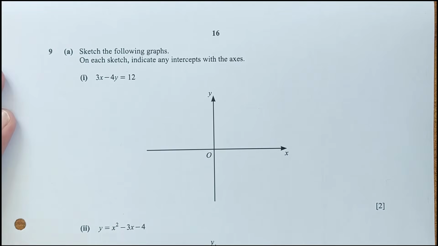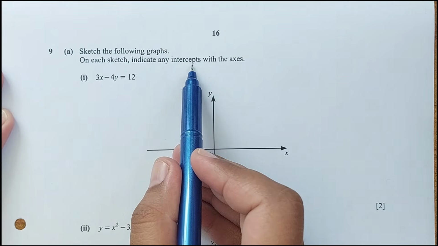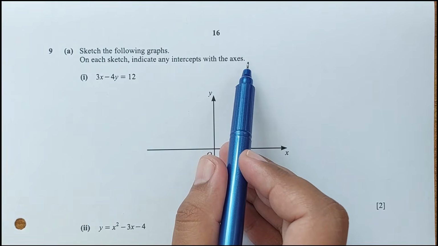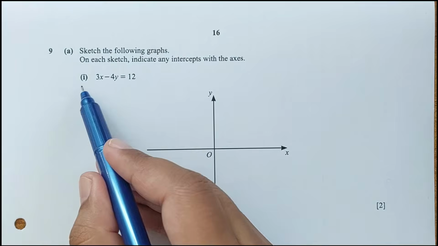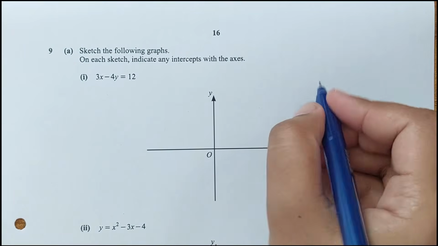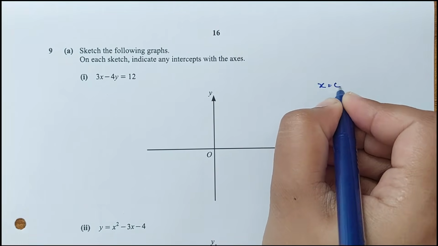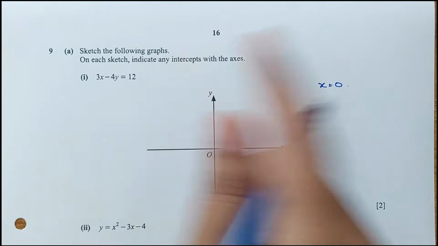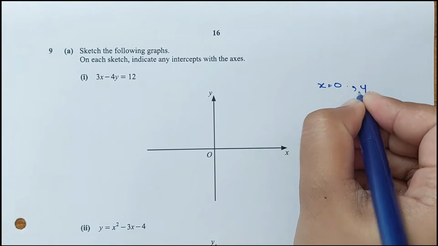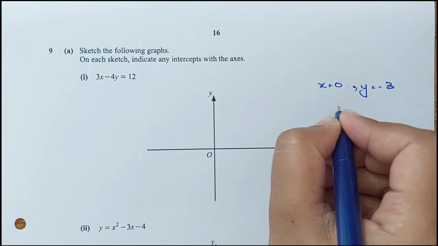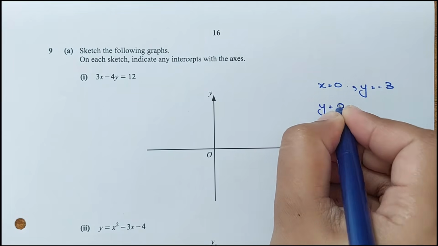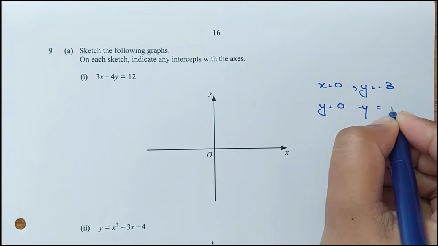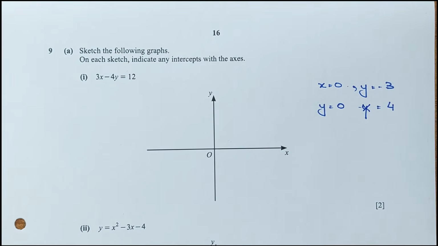Question number 9, part A. Sketch the following graphs. On each sketch, indicate any intercepts with the axes, right? So the intercepts, number 1 is the linear one. So when x value is 0, what is y? So y would be 12 by minus 4, y is minus 3. Okay, when y equals to 0, x is 12 by 3, which is 4. X is equals to 4.